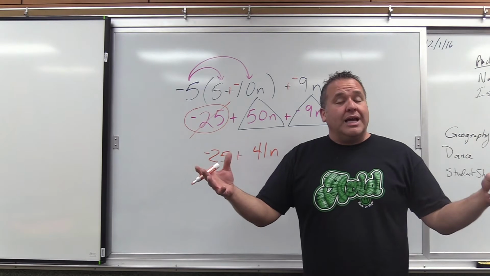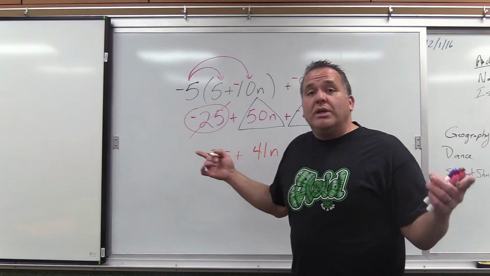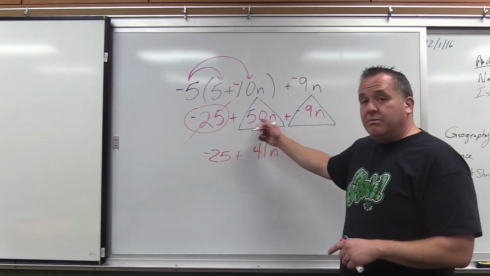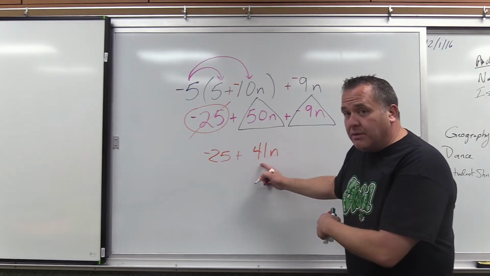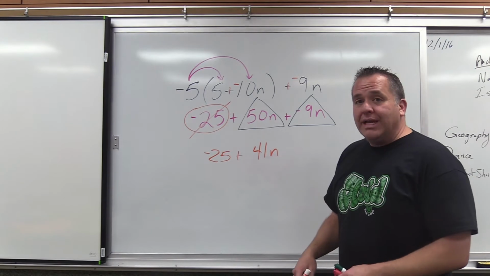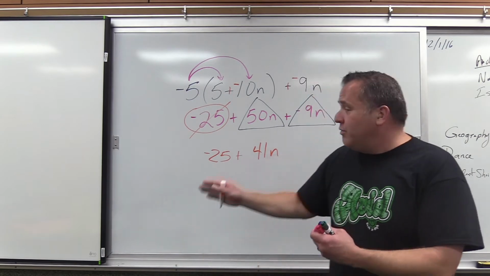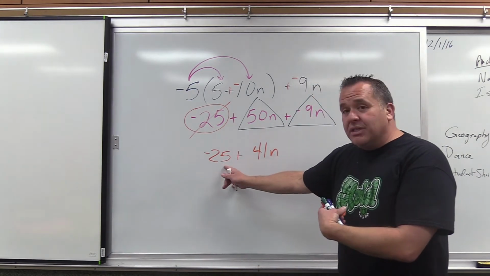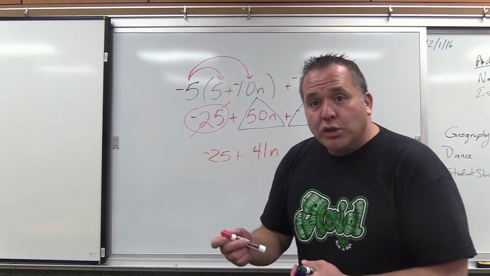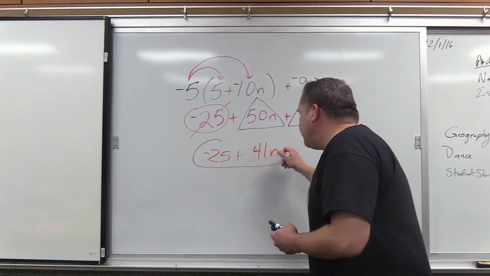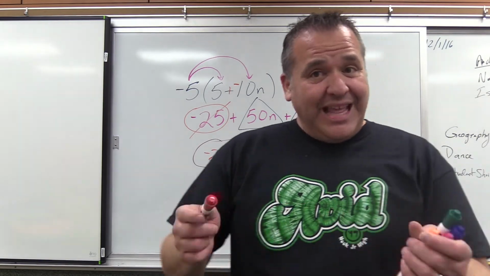Now, the question is, is the sign going to be positive or negative? Remember what we do. We look for the biggest number. 50 is bigger than 9, and 50 is positive, so my answer is going to stay positive. So my final answer is negative 25 plus 41n. And remember, you cannot add those together because this has a variable n and this does not. So they are unlike terms, and if they're unlike, you cannot add them. So our answer is negative 25 plus 41n. And that's it. That one wasn't too hard.